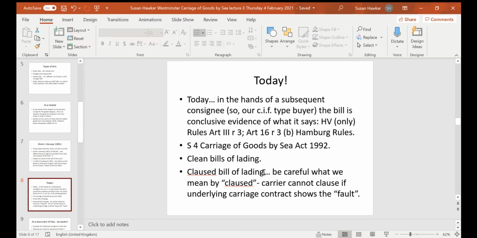He must look at the contract of carriage carefully, because if the contract of carriage, the underlying carriage, shows the faults in the goods, then there's nothing to clause, because that's what the contract of carriage is about. And many, many damaged goods are shipped having been sold in that state. So the carrier has to be careful here. So that is where we are with that. Now, moving on.